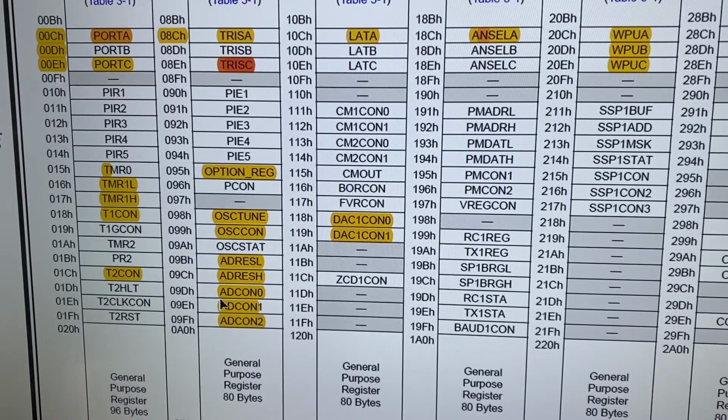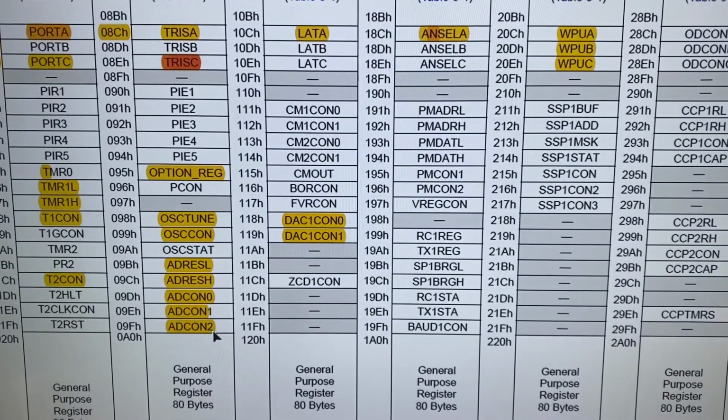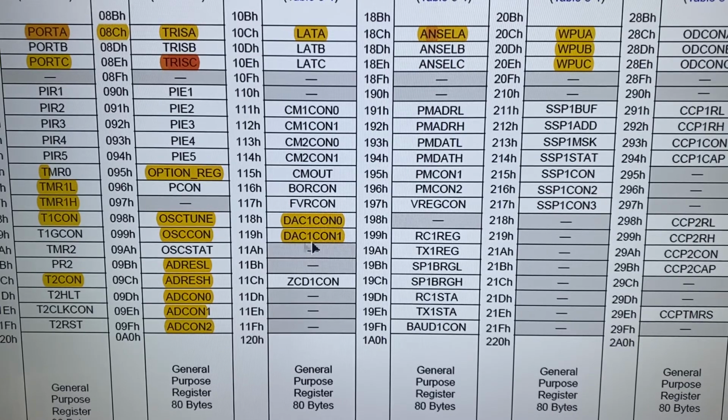And this is how you configure the analog to digital converter: ADCON0, ADCON1, ADCON2. There's also a DAC, a digital to analog converter, which you can configure with these two registers. So these are the most important ones, but we have to see them in detail. At this moment, what is important to know is the locations, so where they are. And you can use them in the code by a name or nickname that you give them, but you have to establish their location.